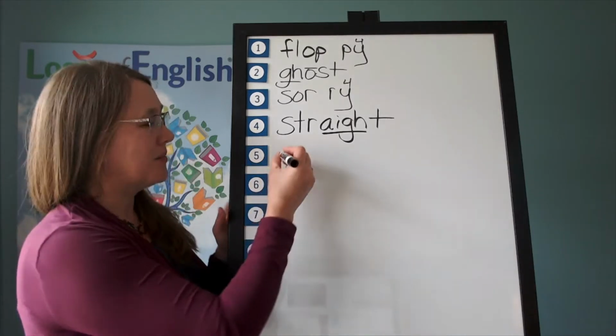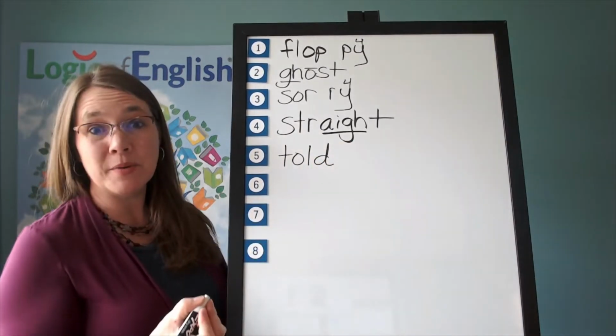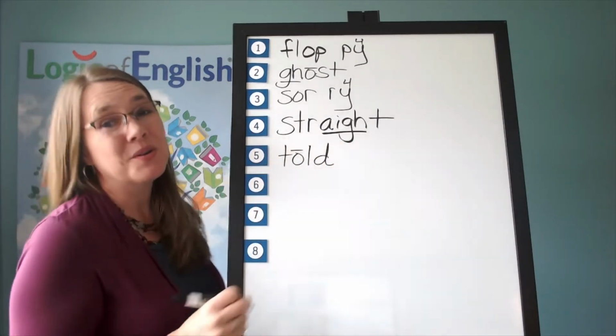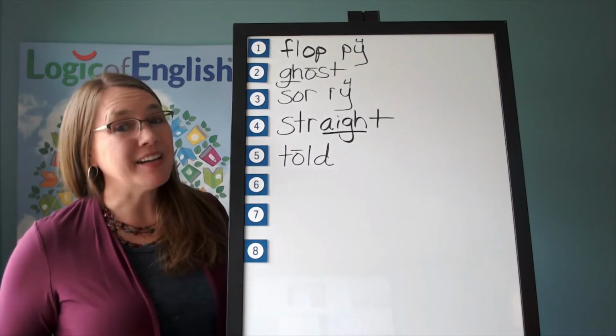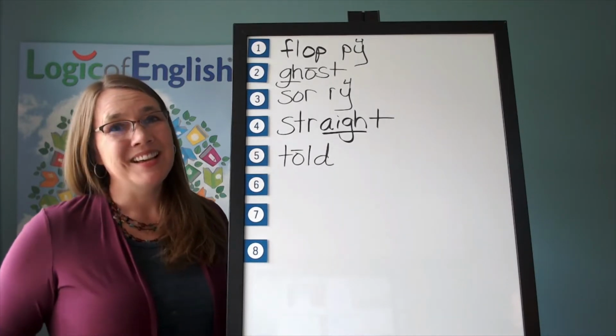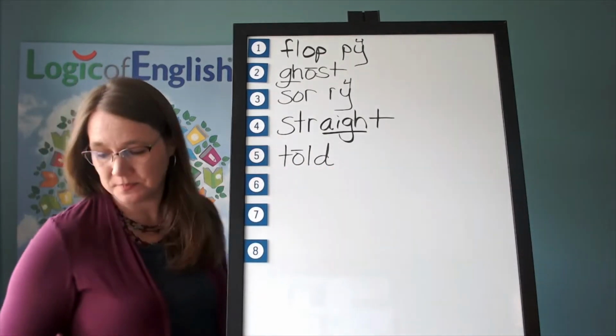Good, and help me to write it. Old. And how will we mark it? Put a line over the O. Why did the O say its long sound? I and O may say long I and long O before two consonants. Let's sound it out. Old, told.